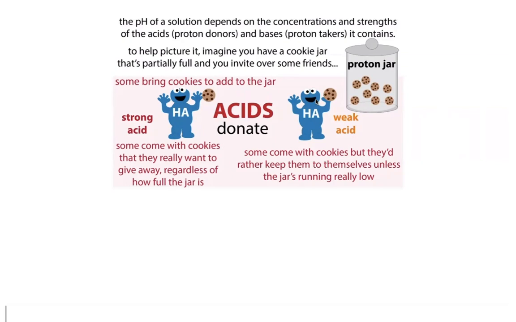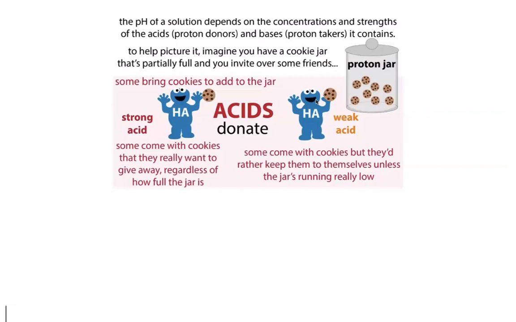But what if you have something that's more wishy-washy? Like, well, I guess I'll donate, but I kind of want the cookie for myself as well. So if the cookie jar is already pretty full, it might think, okay, there's plenty for other people, so why should I donate my cookie? I'll hold on to my cookie. And so this would be more like a weak acid. And only when the proton jar is getting really low, only when there aren't enough cookies for everyone to go around, they might go ahead and give it up. And so really, it's not this simple.